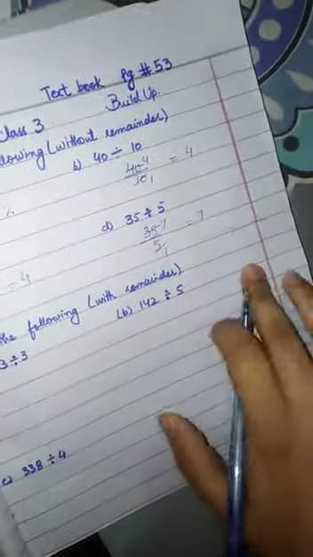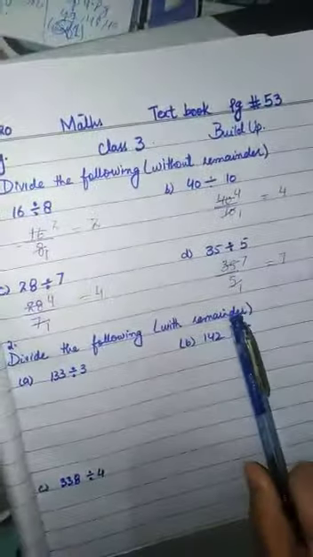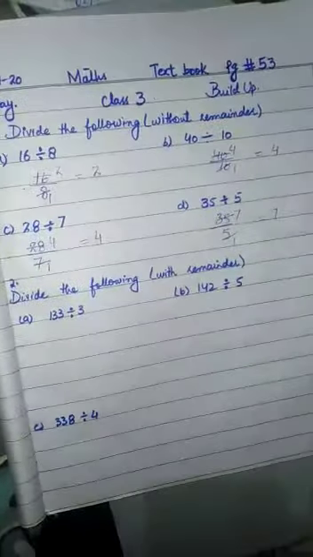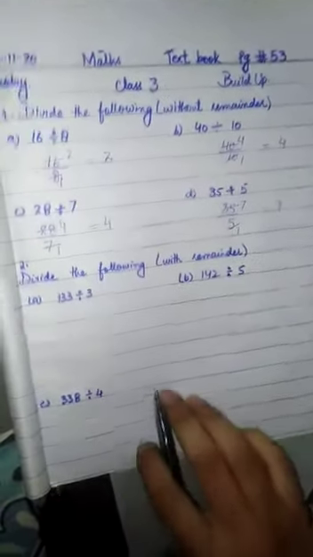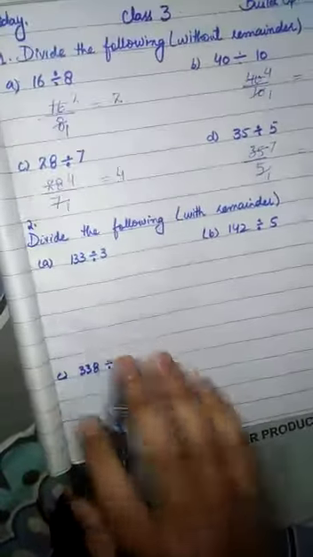So these are the 4 parts that I have done for your convenience. And the rest of the parts you should do by yourself in your textbooks. Now come to question number 2. Divide the following with remainder.